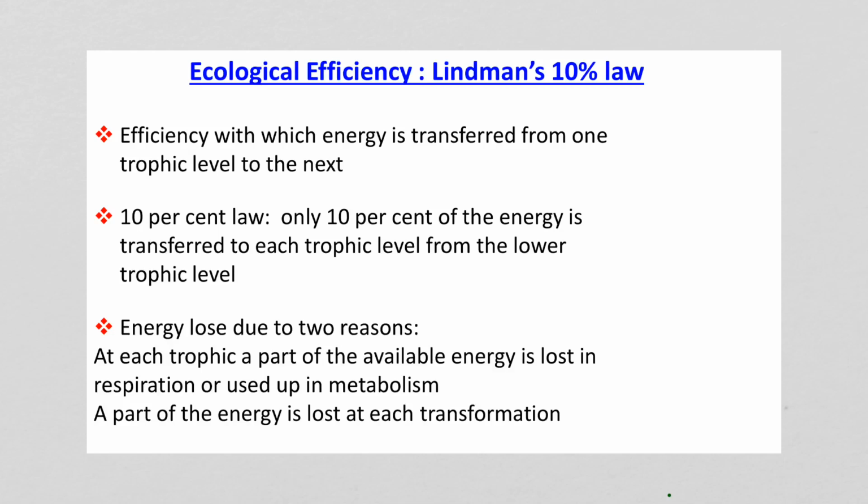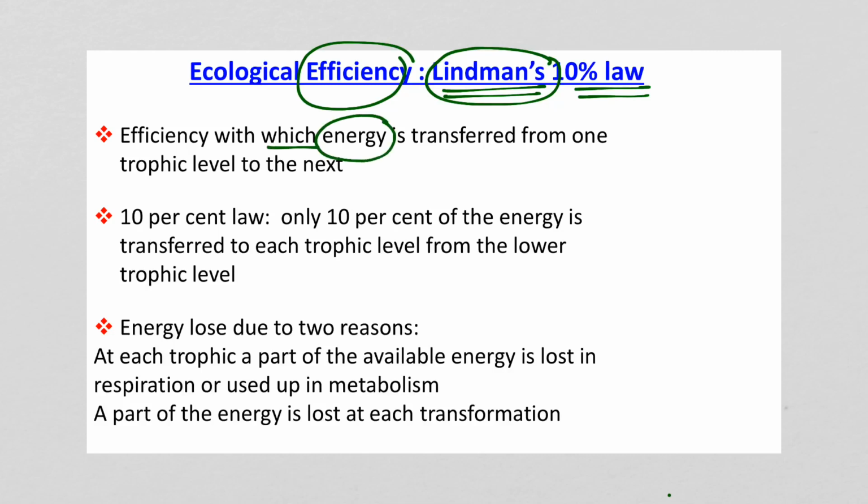Now we will see what is called ecological efficiency. So this ecological efficiency is also called Lindeman's 10% law. Ecological efficiency means the efficiency with which energy is transferred from one trophic level to the next. So this is called ecological efficiency, the efficiency of the energy flow from one level to the next one. Now what is this 10% law? The 10% law means that only 10% of energy is transferred to each trophic level from the lower trophic level.